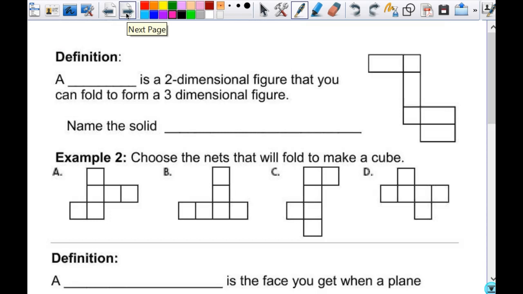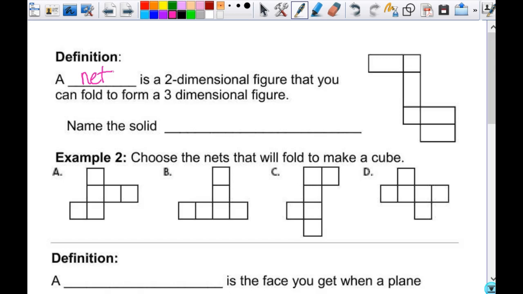So this is a two-dimensional figure that we could cut out and fold up to make into a three-dimensional figure. So what is that two-dimensional version called? I'm not asking what it makes. I'm saying any two-dimensional figure that you can fold up to make a three-dimensional one. It's a three-letter word. Starts with an N. A net, yes. So a net is a two-dimensional figure that you can fold to make a three-dimensional figure.